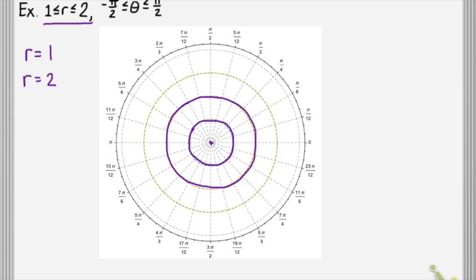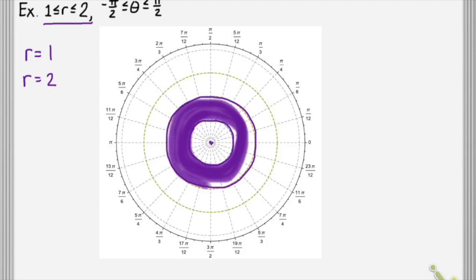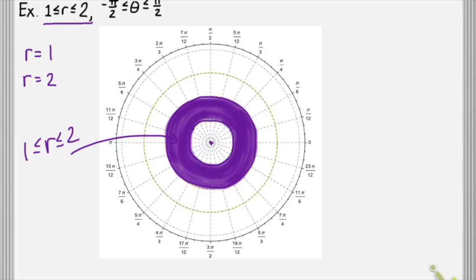Okay, so those are our values of r equals 1 and r equals 2, and if I want to shade the region between r equals 1 and r equals 2, then what I'm shading is all of this stuff. Okay, so this is our section which is r greater than or equal to 1 and less than or equal to 2. Now we also have our theta restrictions.